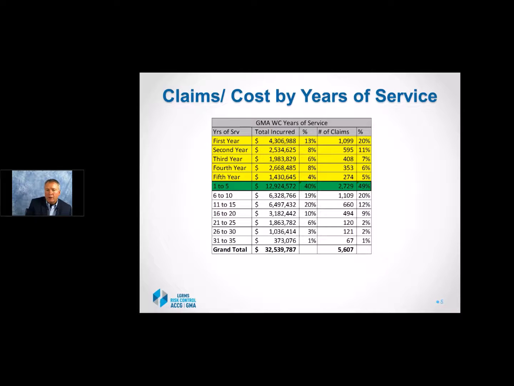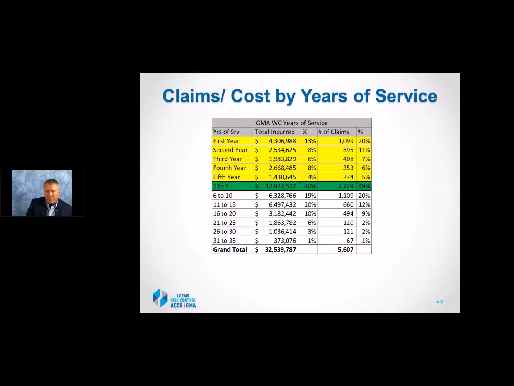Claims cost by years of service. So this is, again, breaking down all the workers' compensation claims within the GMA pool and really finding out how many years of service employees had when they had their incidents. If you look at this, those highlighted in yellow are really the first 5 years. You have the first year, second year, third year, fourth year, fifth year, and then the 1 through 5 total. So it's 40% of dollars and 49% of incidents occurring within the first 5 years. And again, you can see 5-year periods, 10-year periods, nothing even comes close to the first 5 years in regards to that level of incidents and costs associated with that.